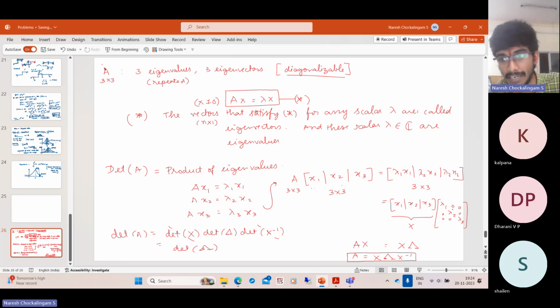What is the determinant of a diagonal matrix? It is lambda 1 into lambda 2 into lambda 3. So that is basically the proof. So determinant of A is the product of its eigenvalues.